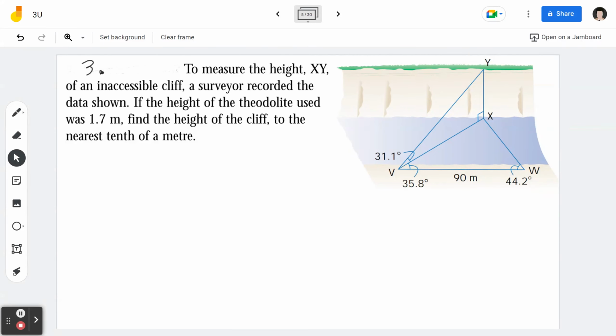You don't always have to read the whole paragraph word for word. Sometimes you want to extract the most important information. So again, if I begin with the end in mind, I'm going to start with the last sentence here. It says, find the height of the cliff to the nearest tenth. So that's your goal. We want to find the height of the cliff. So I'm going to go back and look at the diagram. This is the cliff, and the height is going to be XY.